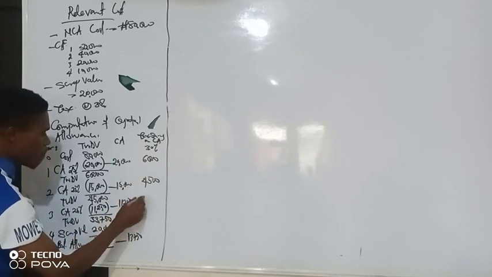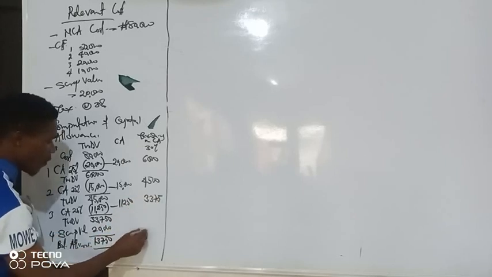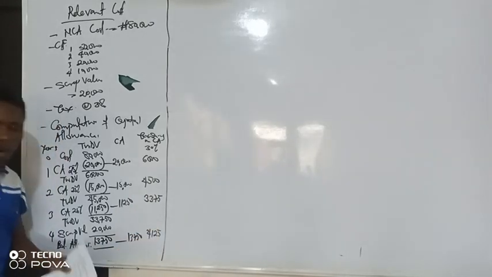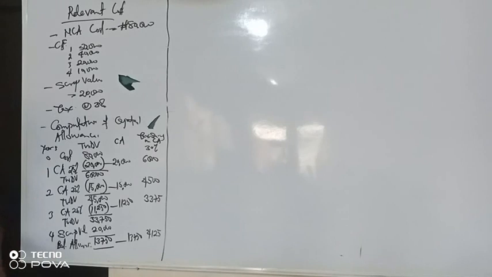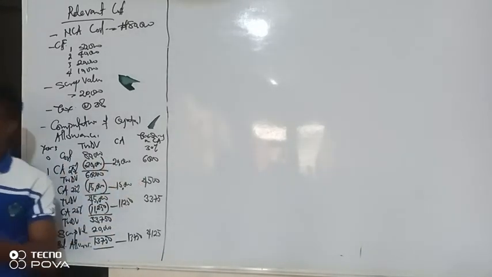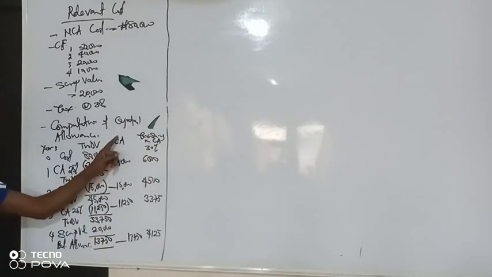4,500. 3,375. 3,375. Followed by 4,125. For the purpose of our NPV now, what we need is a tax savings. We don't need the capital allowance, but I will explain something later.